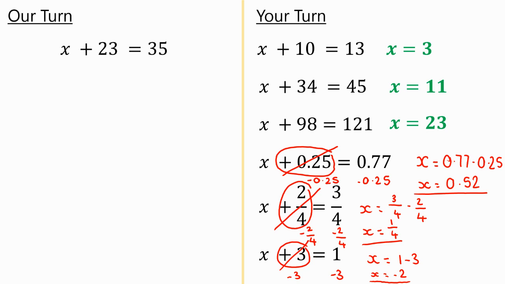In the next video, we are going to be looking at how to solve these equations, but rather than having x add a number, we are going to have x take away a number. So that's our slight difference.